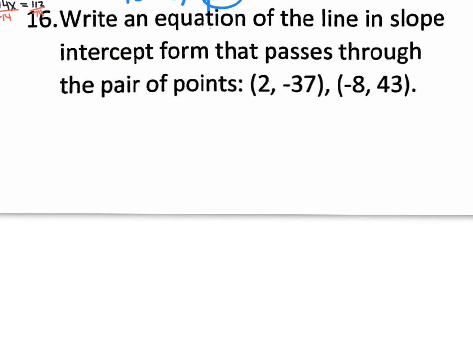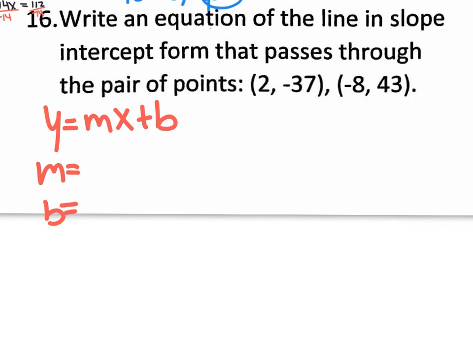Number 16 is a fun one. Has some crazy numbers, kind of like the midterm. And it says write an equation of the line in slope-intercept form. Slope-intercept form is y equals mx plus b. But in order for you to write it in y equals mx plus b, you need to know your slope and you need to know your b value.